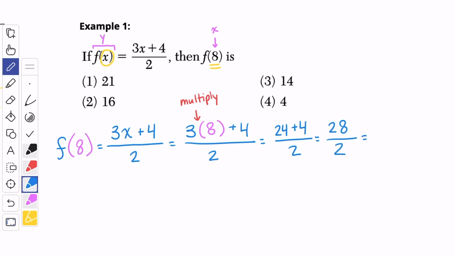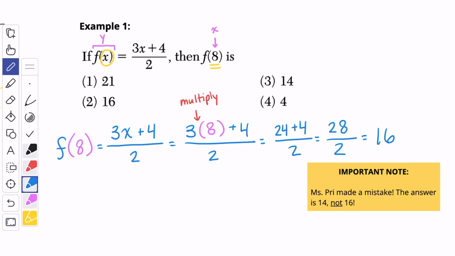And again, I kind of just did this all of the way out. My answer is 16. So I can tell I have my answer choice right here. All I did was I put this in, I substituted my 8, I solved every other step after that, and I got my answer of 16.